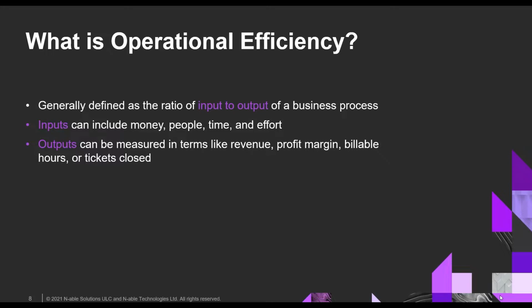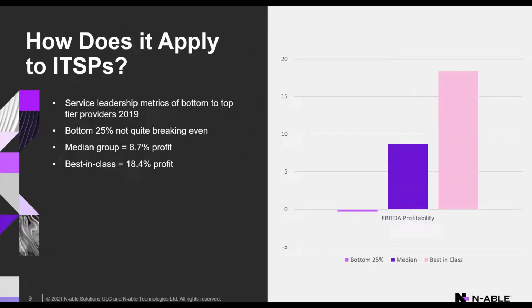So keeping it nice and simple here. Now, how does this apply to us as IT service providers, right? When we look at our IT service providers, we're going to split them into three groups. We're going to have our bottom quartile, we're going to have our median two quartiles, and then we're going to have what we call best in class.